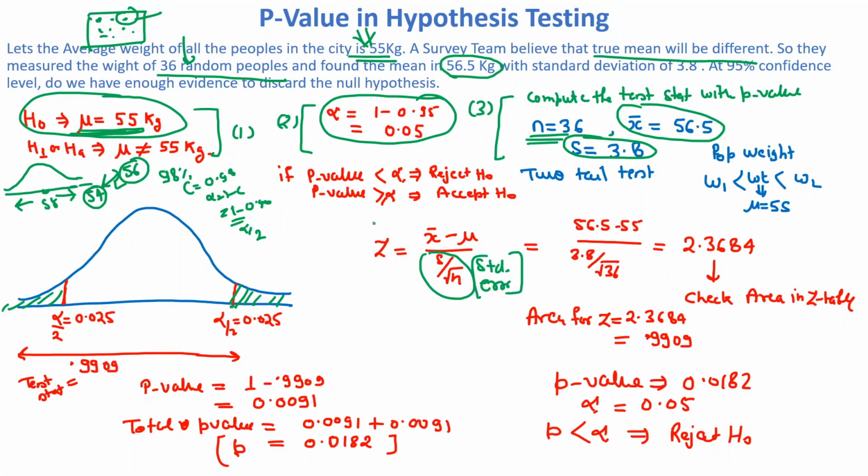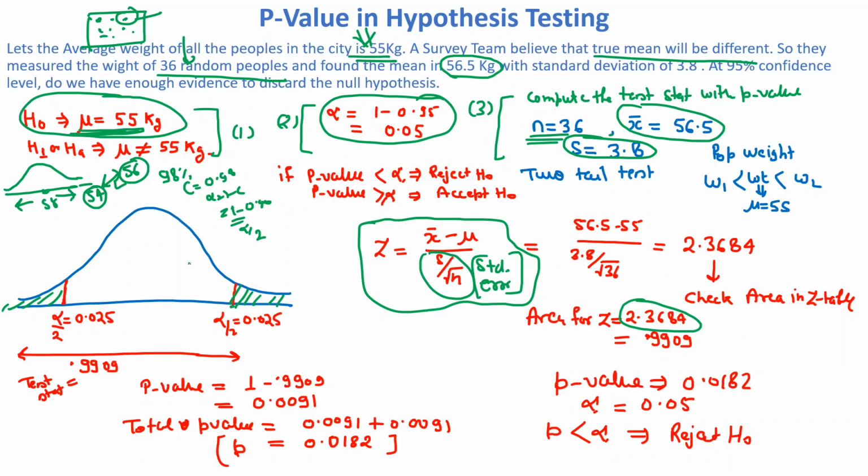So this is the formula of the Z statistic or Z value. X bar is the sample mean, which we have as 56.5, and the population mean is 55.5, divided by the standard deviation 3.8, divided by the square root of 36, which is the sample size. After calculating this, we get the Z value as 2.3684.